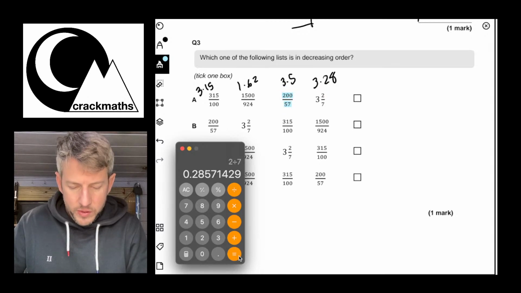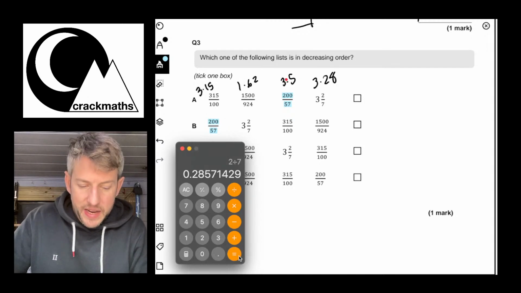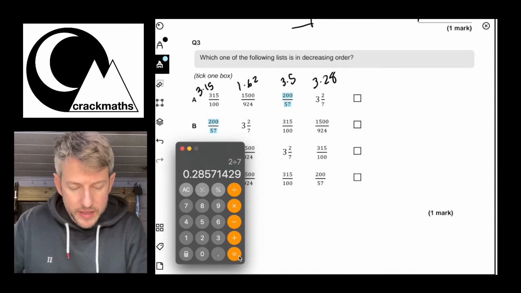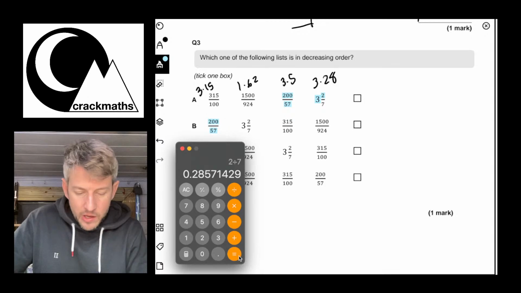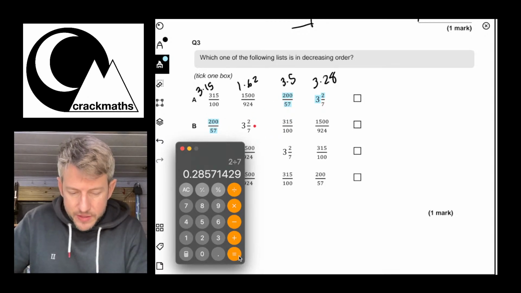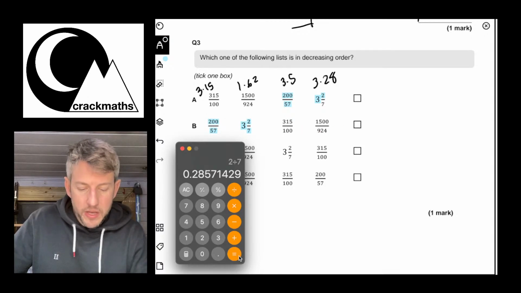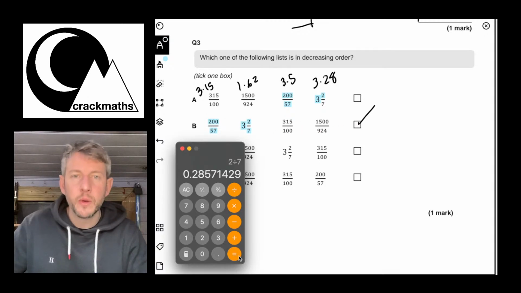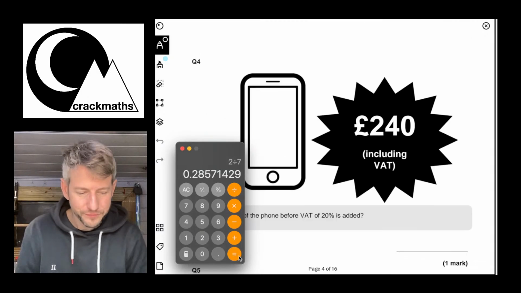Then, one which starts with that. So these two are in the running for that one. The second biggest is the 3.28. Okay, 3.28 is bigger than 3.15. So that's 3 2/7. Okay, right, so we've got our winner here. The decreasing order one must be this because it's the only one where the first two are in decreasing order. Okay, right. Let's move on.